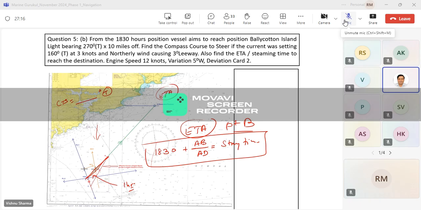Question says find the compass course. So whatever CTS you get here, true course you get, you will basically apply variation, bring it to magnetic. You remember I told you when it is true to compass, tell yourself I have to be careful. And then you will modify the deviation card and then get the compass. Understood, guys? This is what we had done on day 1.